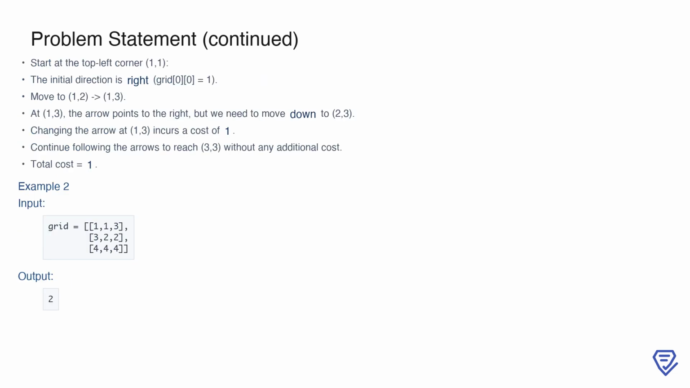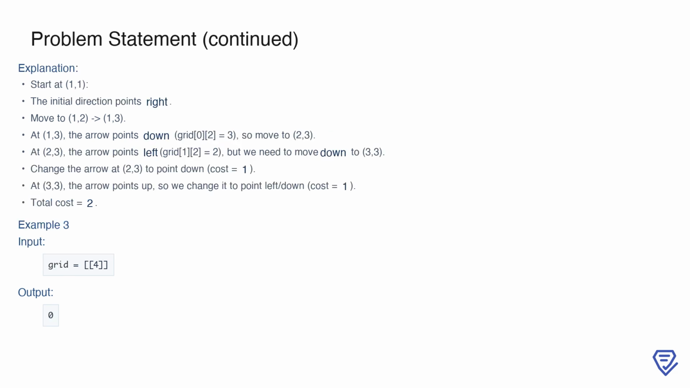In the second example, the grid layout leads to a slightly higher cost. Starting at 1,1, the arrow initially points right, so we move to 1,2, and then to 1,3. At 1,3, the arrow points down, which aligns with our intended direction of moving to 2,3. However, at 2,3, the arrow points left, but we need to move down to reach 3,3. To do this, we change the arrow at 2,3, incurring a cost of 1. Finally, at 3,3, the arrow points up, so we change it to point in the desired direction, which adds another cost of 1. The total cost for this path is 2.